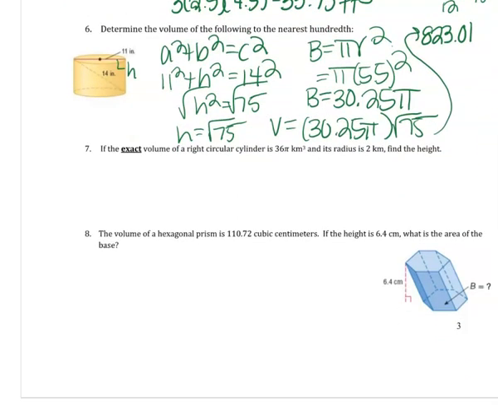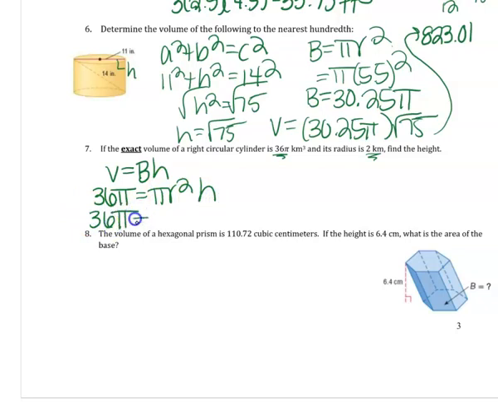All right, question 7. If the exact volume of a circular cylinder is 36 pi kilometers cubed and its radius is 2 kilometers, find its height. Well, as we know, volume is area of the base times the height. And they're telling me the volume is 36 pi. Make sure you don't lose the pi there. Now the base is pi r squared, right? Because they're in a cylinder. They told us the radius is 2.